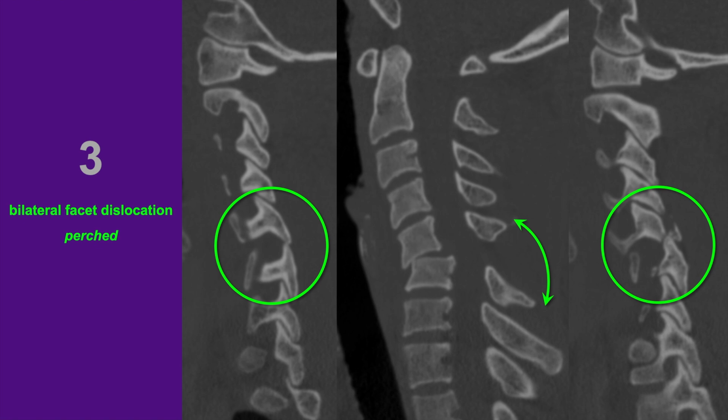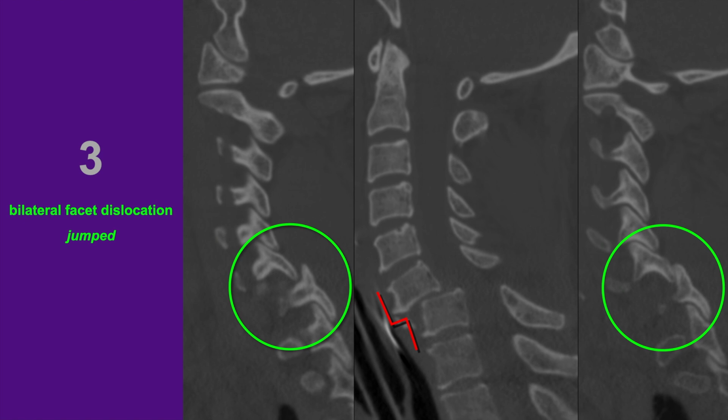Here is another case on CT. In this instance, we have bilateral facet dislocation with perching of the facets upon one another. You can see the anterior step off and focal kyphosis, widening of the interspinous space, and actual fracture of one of the articular facets.